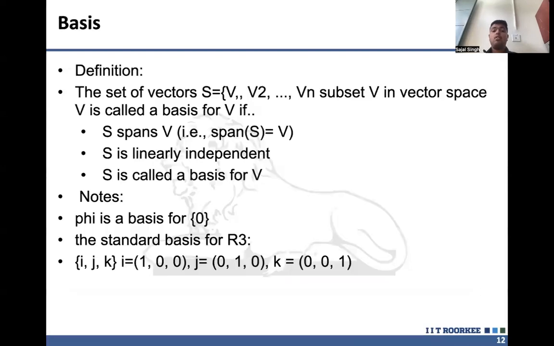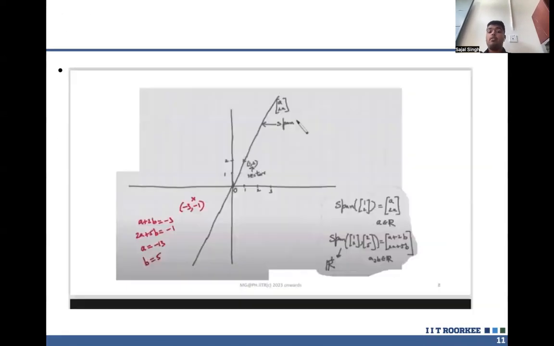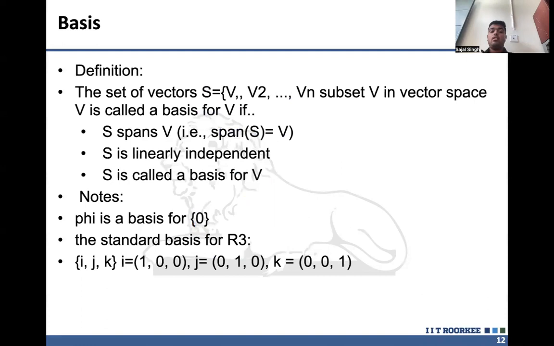Moving to our next slide, we are going to see what bases are. The simple definition: a set of vectors S equal to V1, V2, up to Vn, a subset of V in a vector space, is called a basis for V if S spans V. Here we studied what span is and how to check span for V. Next, S is linearly independent. If S follows both conditions, it will be called a basis of V. Phi, here we are missing the symbol, but phi is a basis for the zero space.